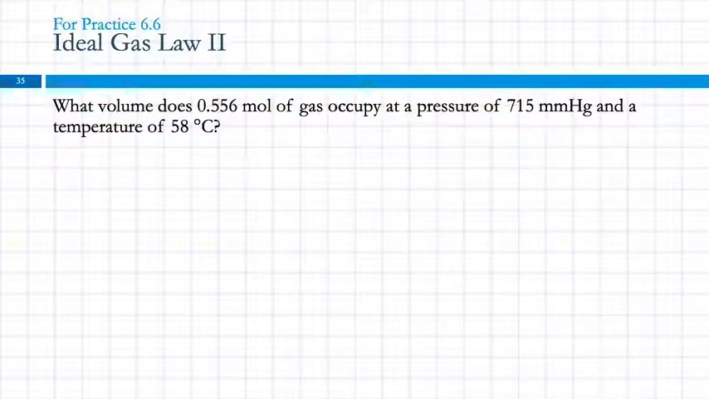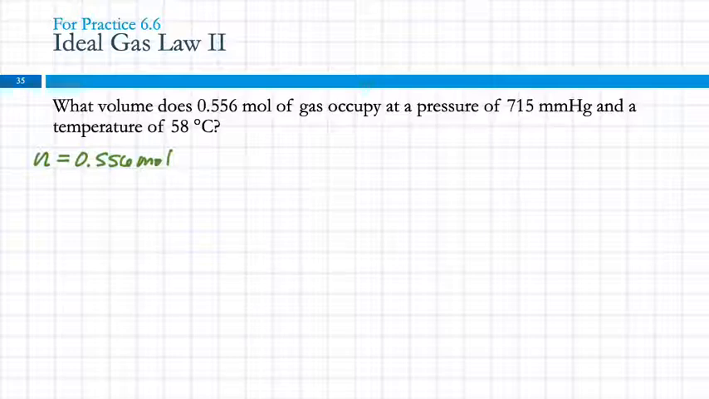Here's another one. What volume does 0.556 moles of gas occupy at a pressure of 715 millimeters of mercury and a temperature of 58 degrees Celsius? So let's say we recognize that nothing's changing and this is an ideal gas law problem, and so we're not going to make the table, we're just going to write out the numbers and identify them. That's a different approach. So 0.556 moles. What variable is that? N, number of moles, yes.